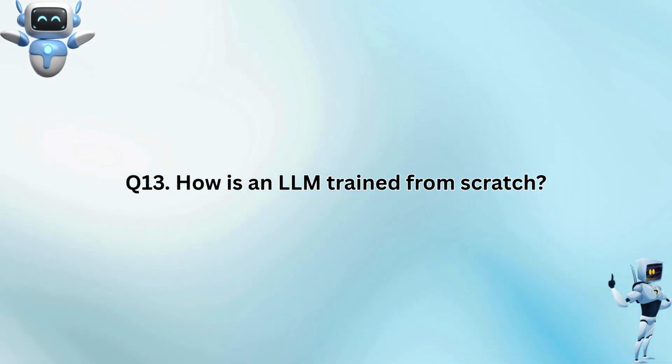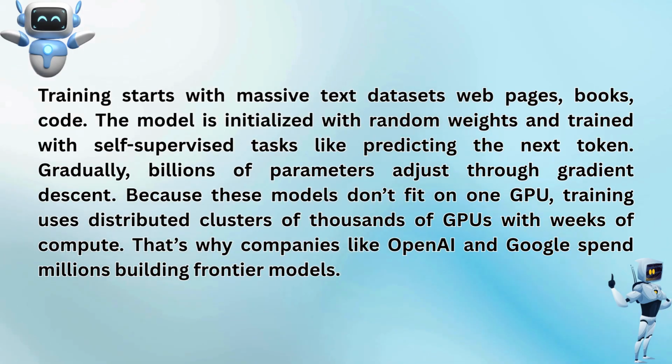How is an LLM trained from scratch? Training starts with massive text datasets: web pages, books, code. The model is initialized with random weights and trained with self-supervised tasks like predicting the next token. Gradually, billions of parameters adjust through gradient descent. Because these models don't fit on one GPU, training uses distributed clusters of thousands of GPUs with weeks of compute. That's why companies like OpenAI and Google spend millions building frontier models.